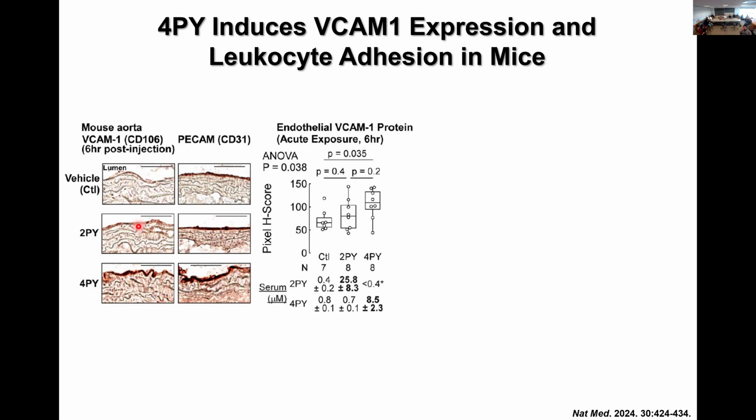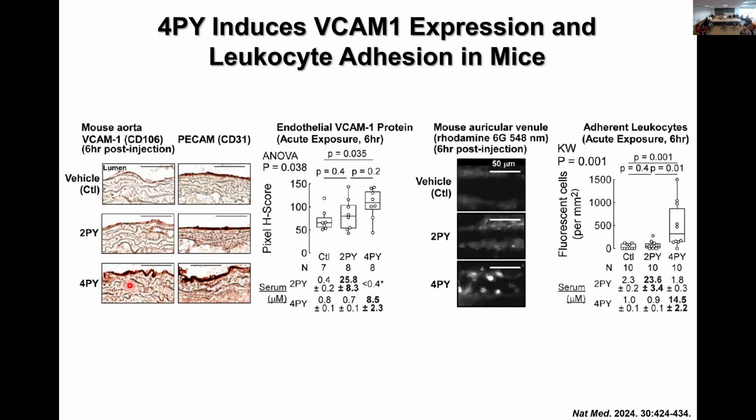When you inject 2-PY, again, you can visualize the endothelium, but you don't really see increased VCAM on the endothelium. When you give 4-PY, you actually now see the increased expression of VCAM in the endothelium. So this, again, is consistent with the in vitro specificity of 4-PY.